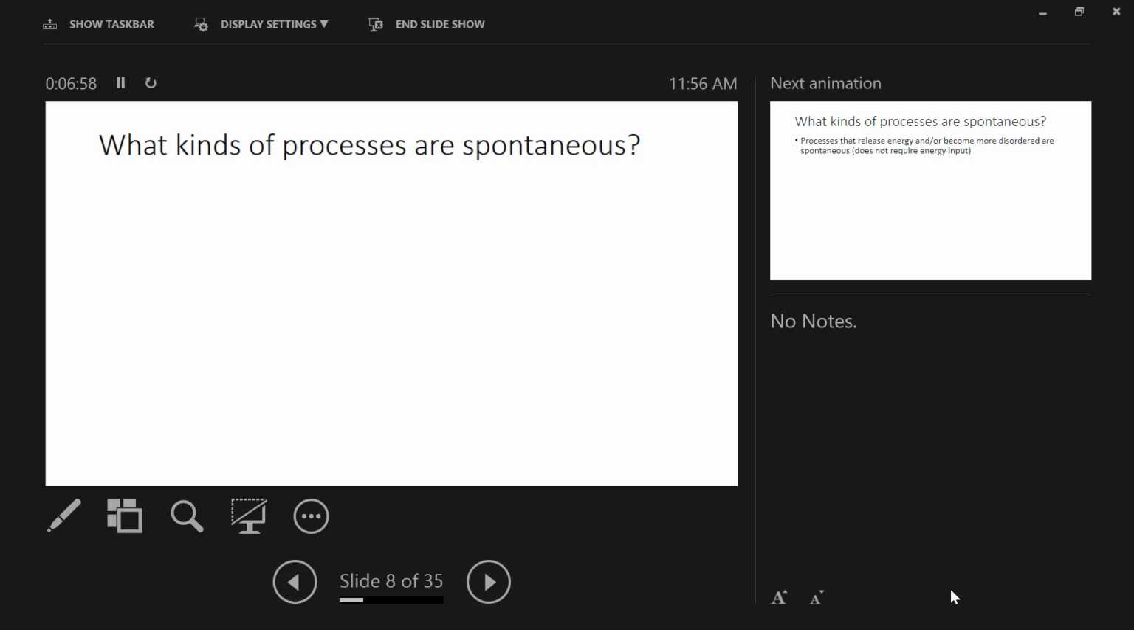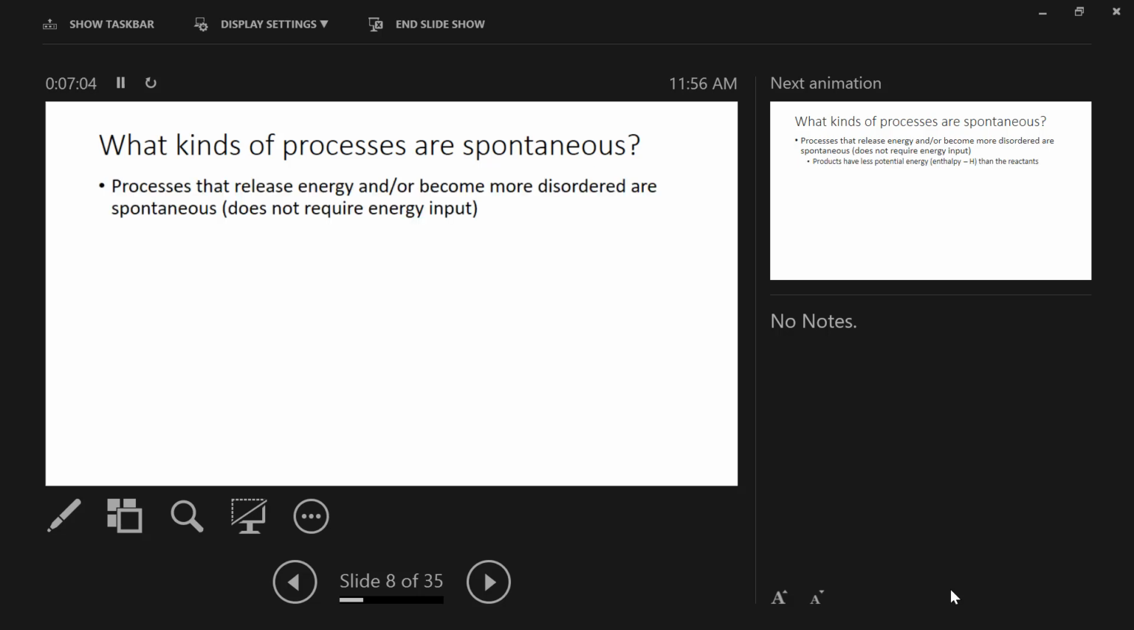All right, so what kinds of processes are spontaneous? You know this from chemistry, that processes that release energy or become more disordered tend to be spontaneous. So if a process releases energy or the system becomes more disordered in the process, those are going to tend to be spontaneous processes. And if it can do both, if it can release energy and gain disorder, that's really good. That's really spontaneous. And this is kind of what happens in fuel diffusion, that both things are happening. Energy is being released and things are becoming more disordered.